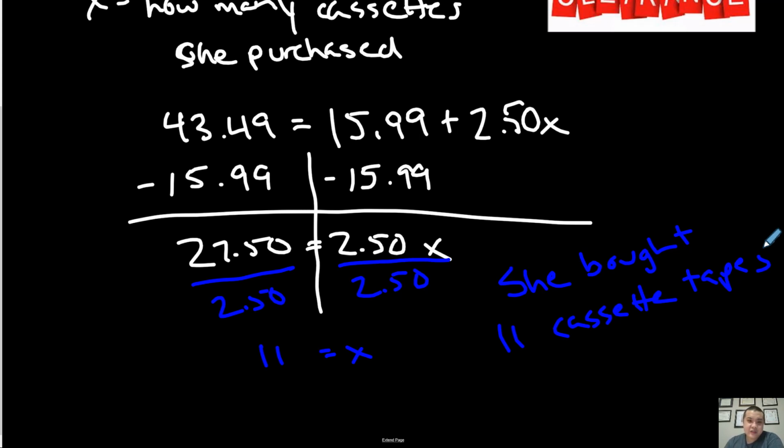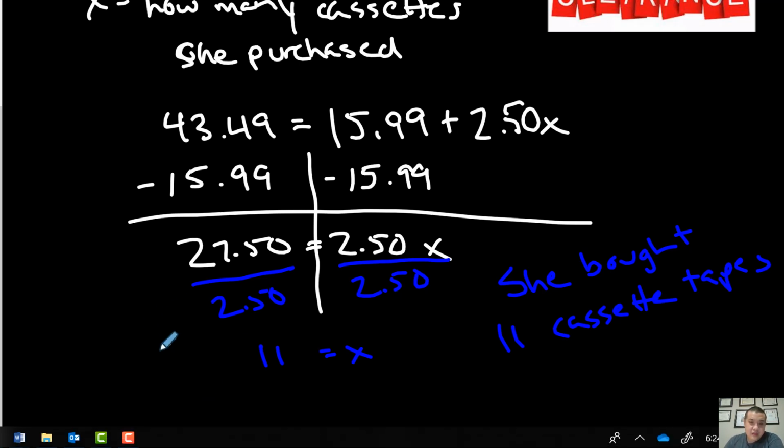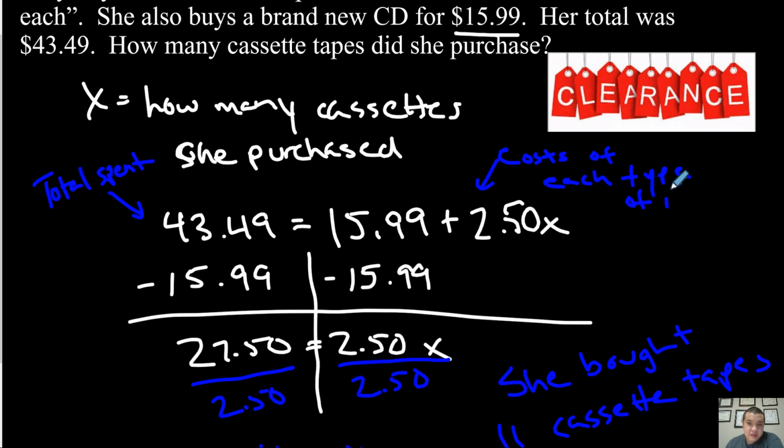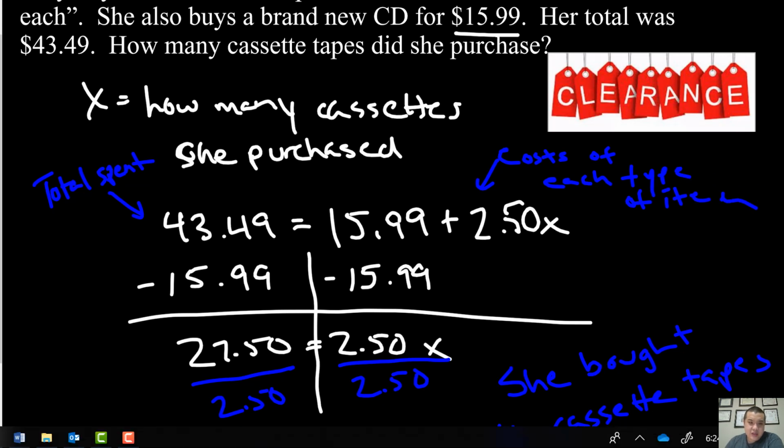Again, remember that we have to figure out the equation, which is on this side the total amount that she spent, and the other side is what she bought, how much she spent on each item, the costs of each type of item.